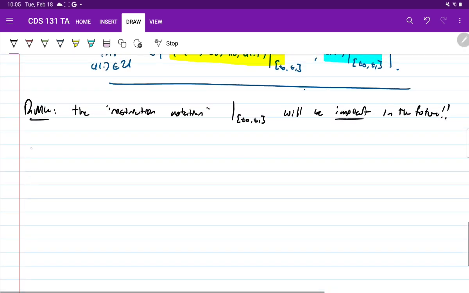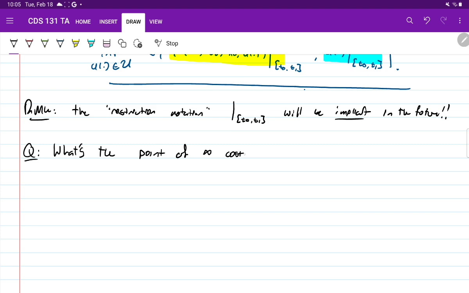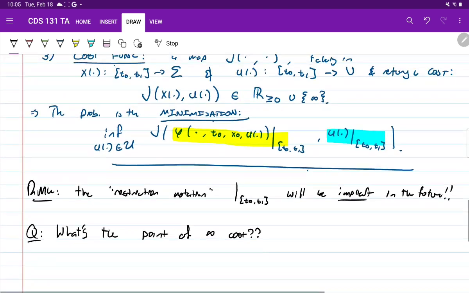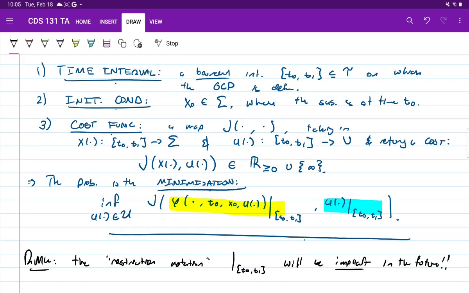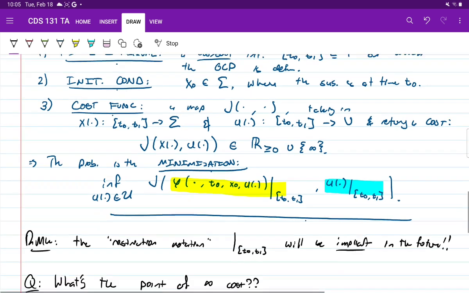Why is that? So question, what's the point of infinite cost? Well, something that you might notice, right, is that this problem is entirely unconstrained, right? As written, we haven't written anything like the state needs to belong to this certain set, or maybe the input needs to belong to an even smaller set, anything like this, right? We just said we have a single cost function which depends on our state trajectory and on our input, right?